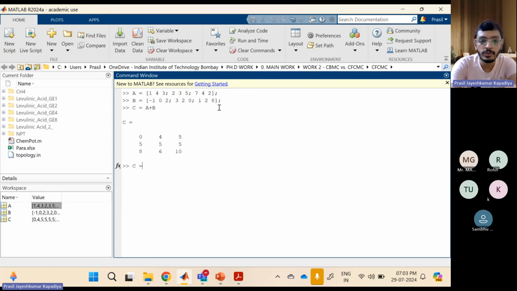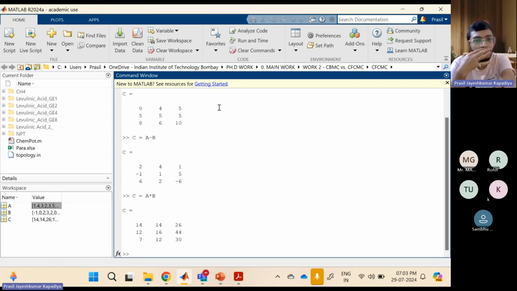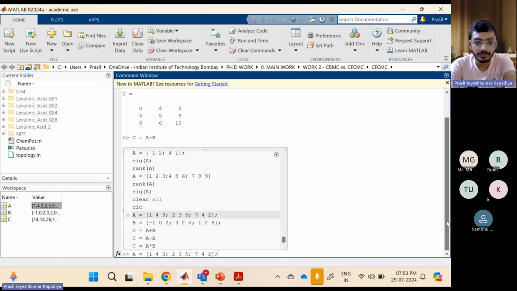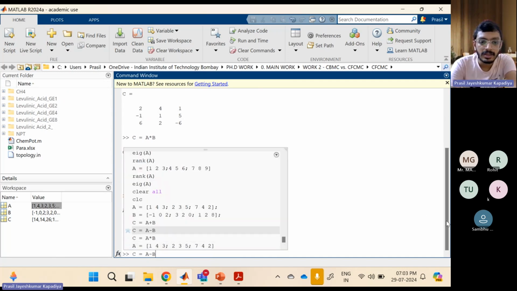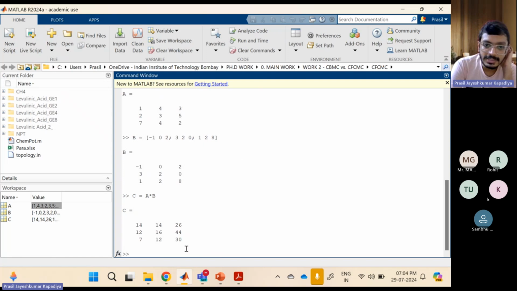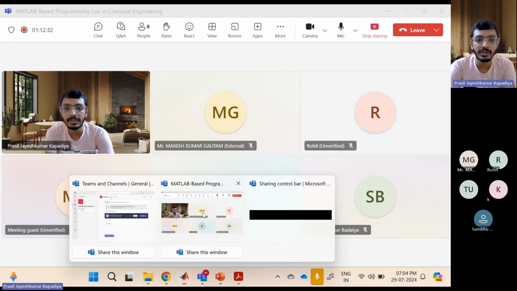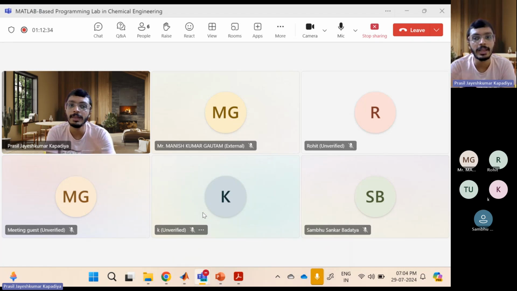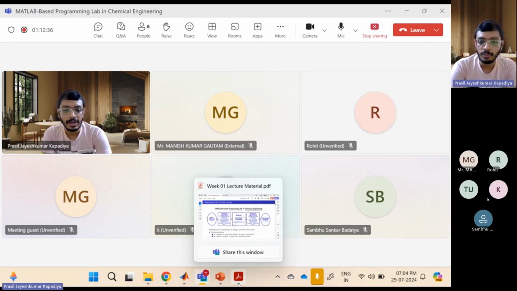Then let's say I want to do subtraction, A minus B. That will give me A minus B. Matrix multiplication, we know A into B. So this is my matrix multiplication. Okay, I want to show you one thing. This is my A and this is my B, and my C is A into B. This is actual matrix multiplication. You used to do it in your 11th, 12th, and even in your mathematics course. Do you remember how to multiply A into B? I hope you remember, right?